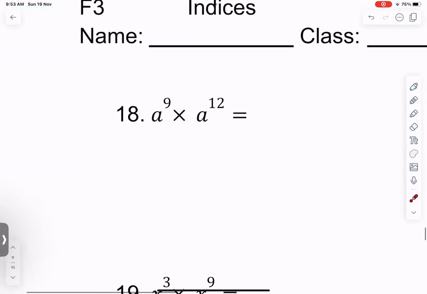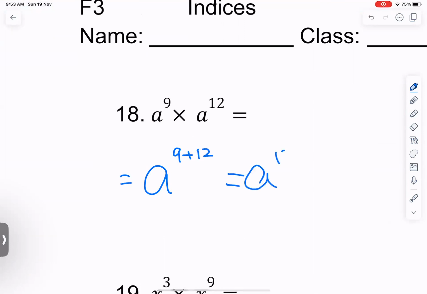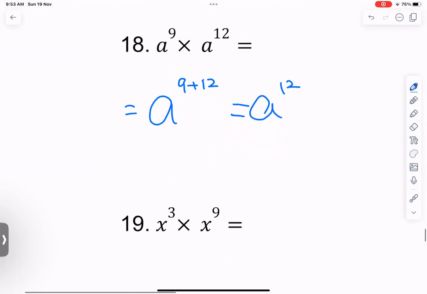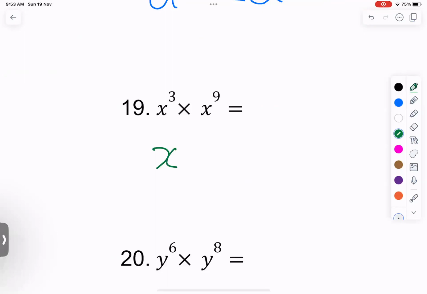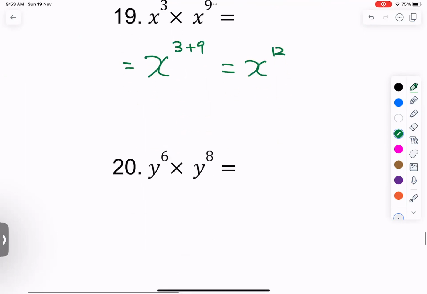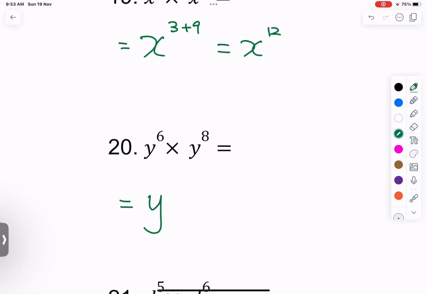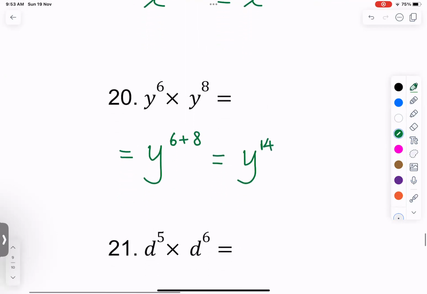Oh yeah, we still have this. The bases are same, so the powers can add up. Just be careful of the writing. Don't be as ugly as mine. Stop the video. Do the questions on your own first. 3 plus 9, 12. The bases are same, so the powers can add up. So 6 plus 8, you get 14.